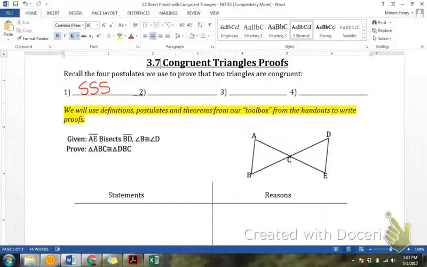What's another one? Angle, side, angle. What do we have to remember about angle, side, angle, Brian? It can also be HL. No. What do we have to remember about the side in particular? It has to be in between the two angles, right? It has to be the included side.